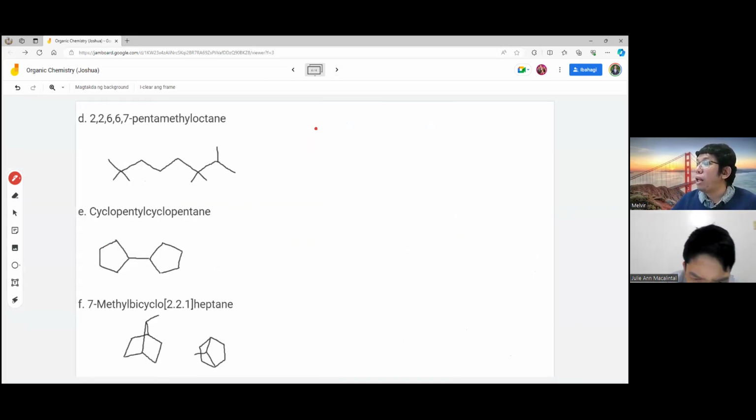Let's proceed to letter D to F. So, I'm not really sure why you are telling me that this one is not proper. Kasi if we will draw this, this is 1, 2, 3, 4, 5, and then this is 6, then 7, and then 8. And then we have 2, 2, correct? 6, 6, and then 7. 7-pentamethyloctane. Why, bakit mo nasabi kanina na hindi to allowed? Can you find another name for this or longest chain?